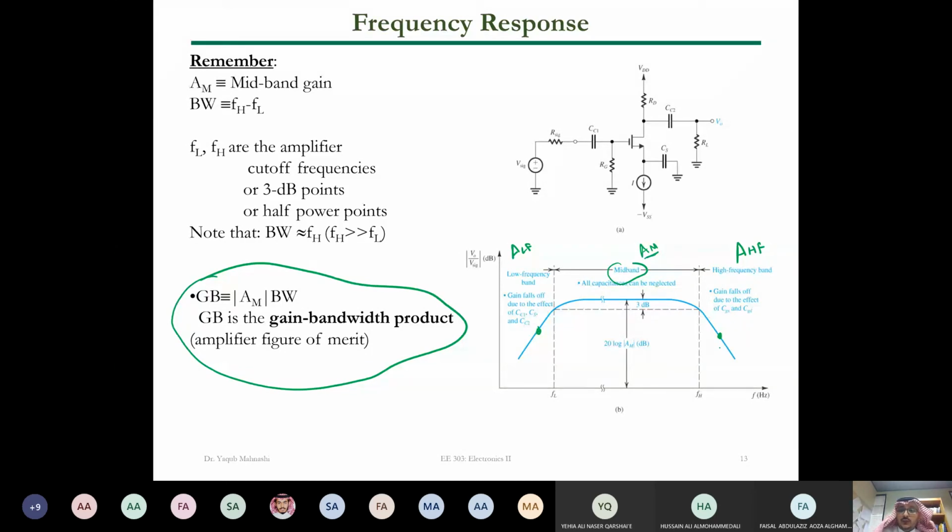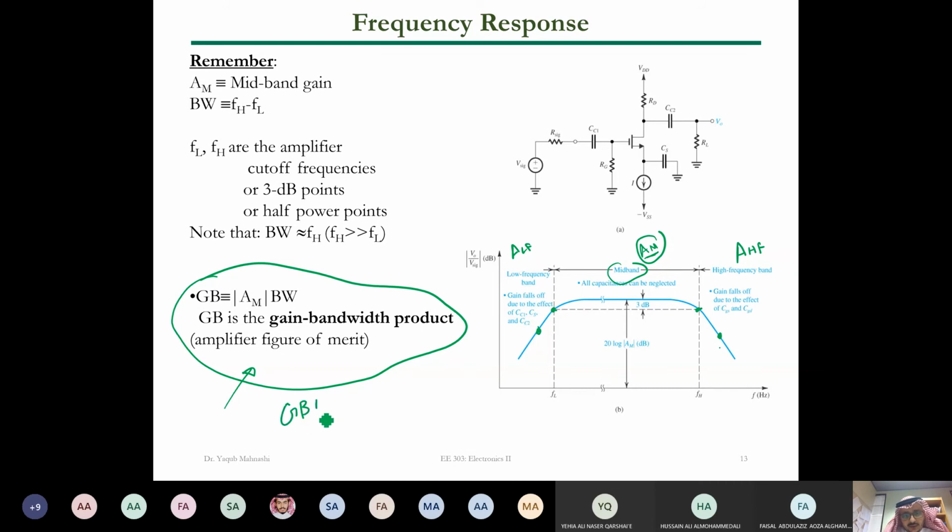Okay, so this is one. So AM is the gain of the amplifier. We will define it and find it the same way we usually do. And then we define this FH and FL depending on the value of the gain, which is gain over root 2. And if you have the bandwidth, we define another parameter, and this is a very interesting parameter. You will find it in most of the data sheets.